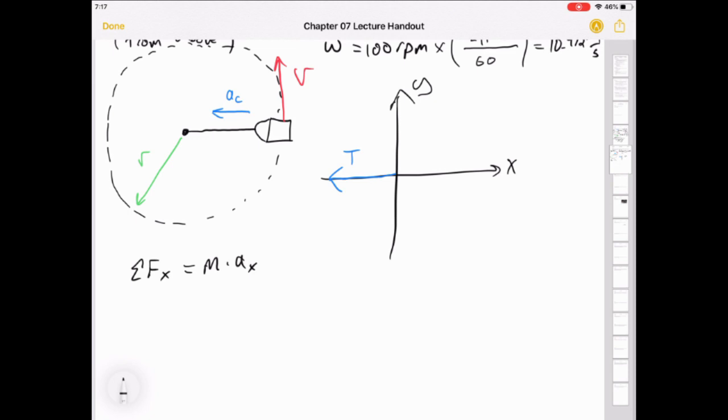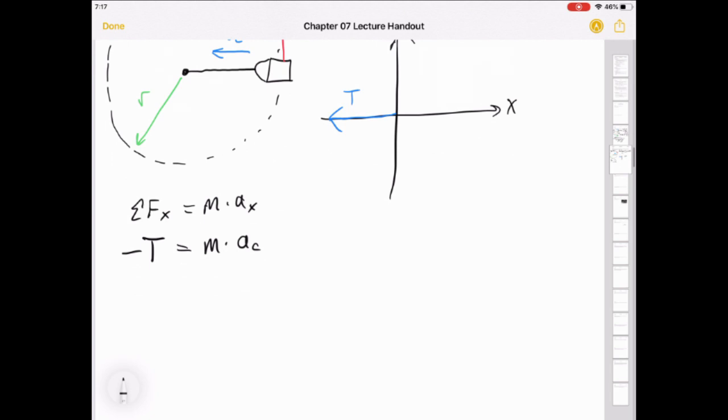Okay, so the only force is tension, and it's to the left as I've drawn it. So I could say tension minus tension equals mass times a. What is a? Well, it's centripetal, right? Because this object is going in a circle, so it has some centripetal acceleration. Great. So let's write another line for this.